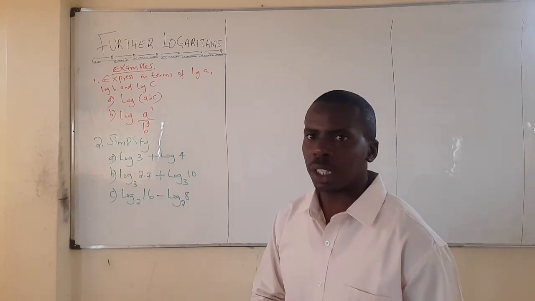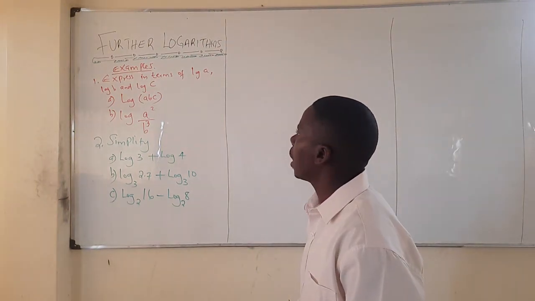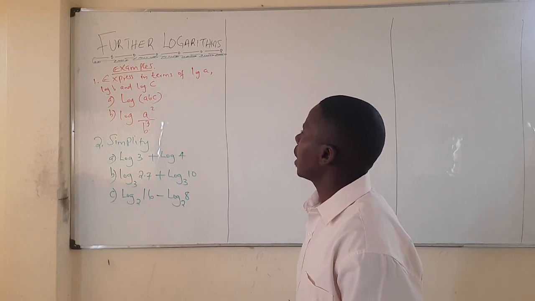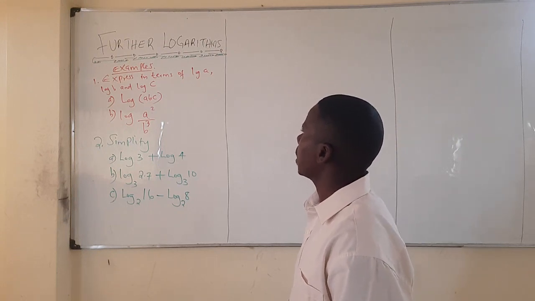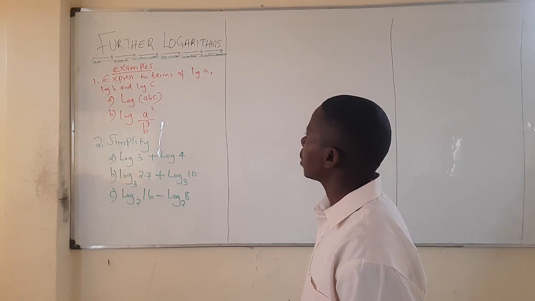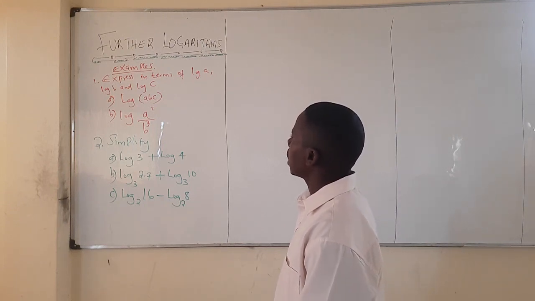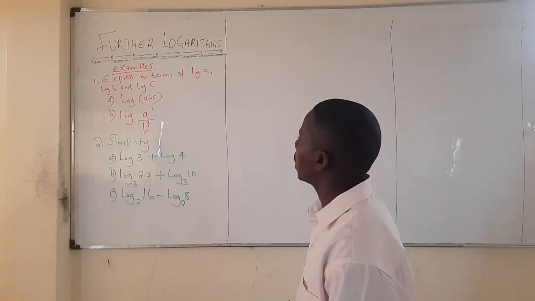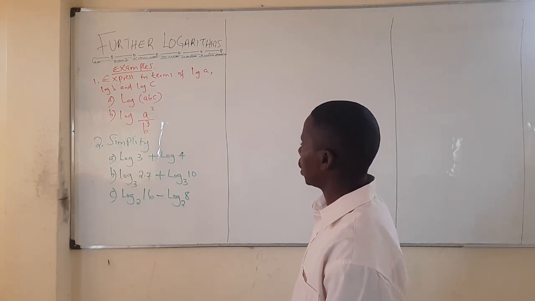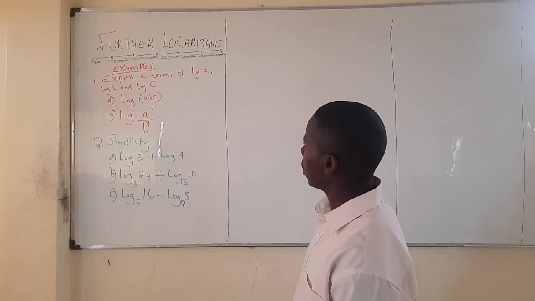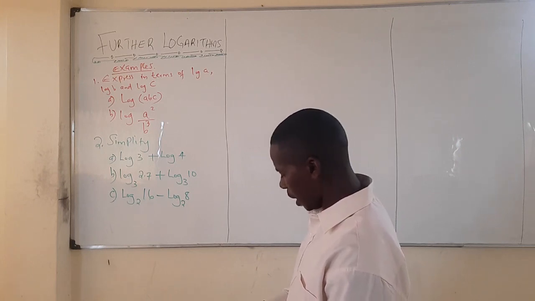So let's look at examples. Example 1, we need to express in terms of log a, log b, and log c. Part a, log of abc. Part b, log of a squared divided by b cubed. So let's start with a.